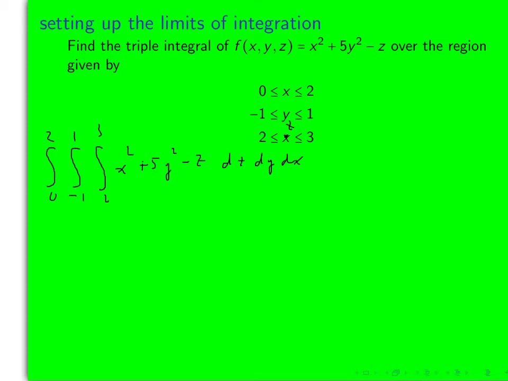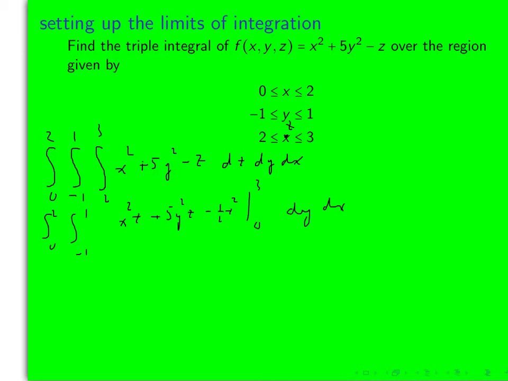So to integrate this, the innermost integral is with respect to z. So we're going to integrate this integrand with respect to z. And when we do that, we'll get x squared z plus 5y squared z minus 1/2 z squared. And we're going to evaluate that from 0 to 3. And then the rest we're just going to copy down for now. Sorry, I'm trying to save space, but I don't know if this is going to work out. Okay.